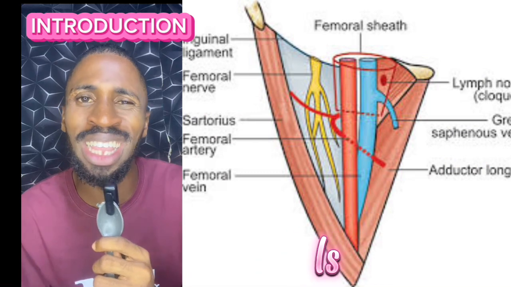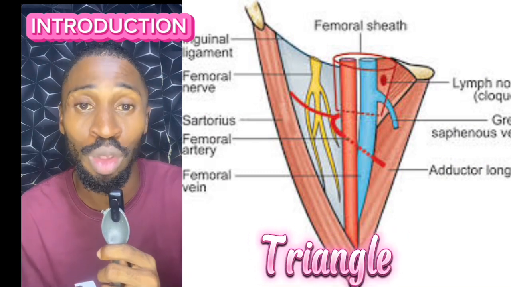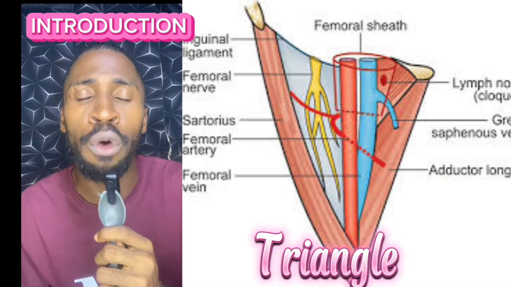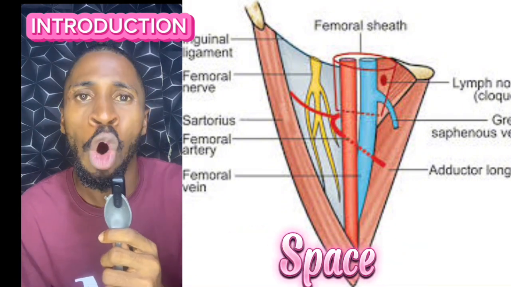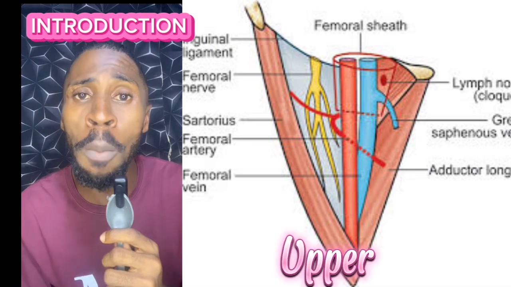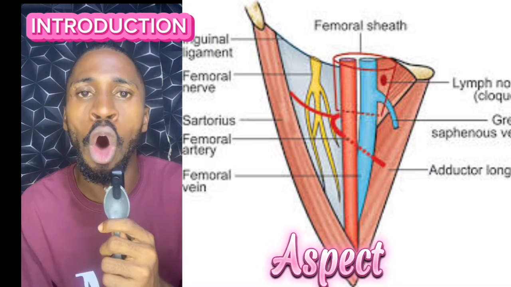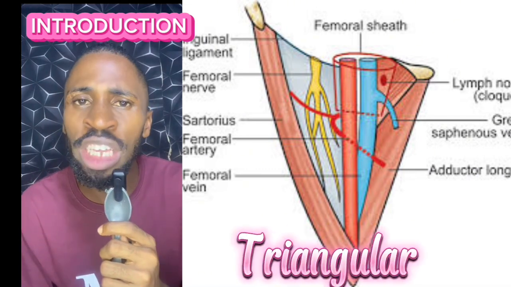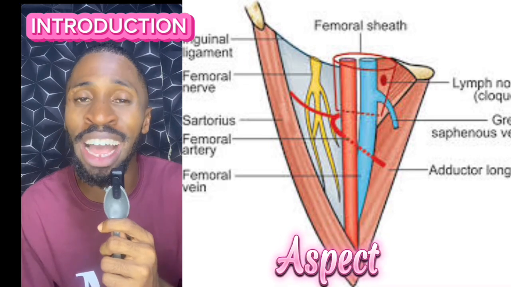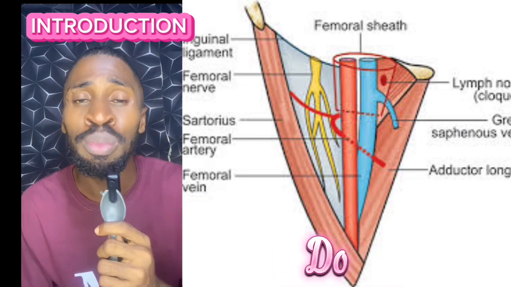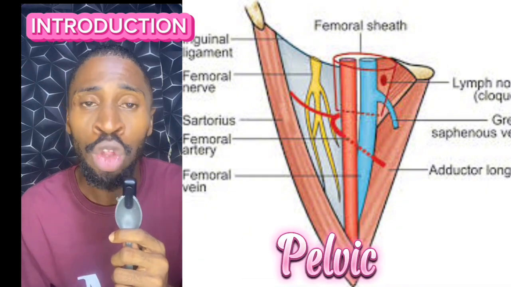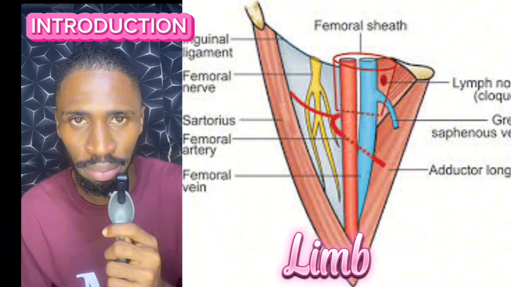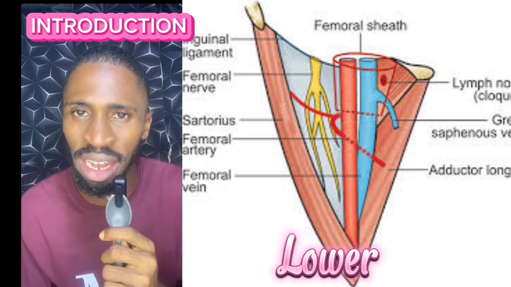Now, the question here is, what is the femoral triangle? From the name, the femoral triangle is a triangular shaped space or a triangular depression on the upper anterior medial aspect of the thigh. What does it do? It transmits what we call the neurovascular structures from the pelvis to the lower limb.